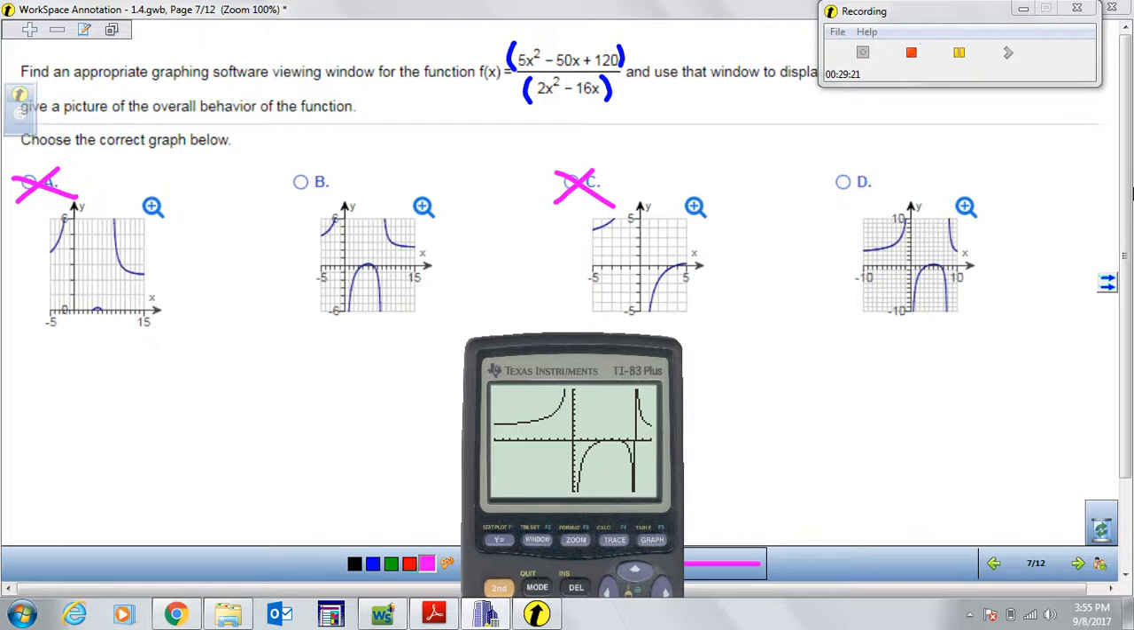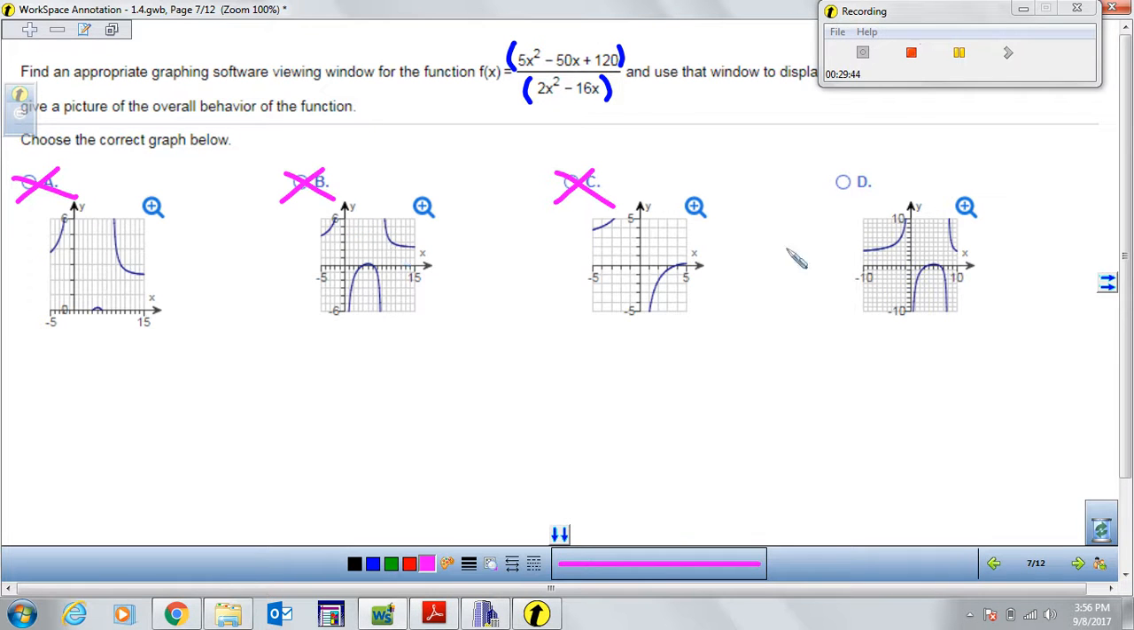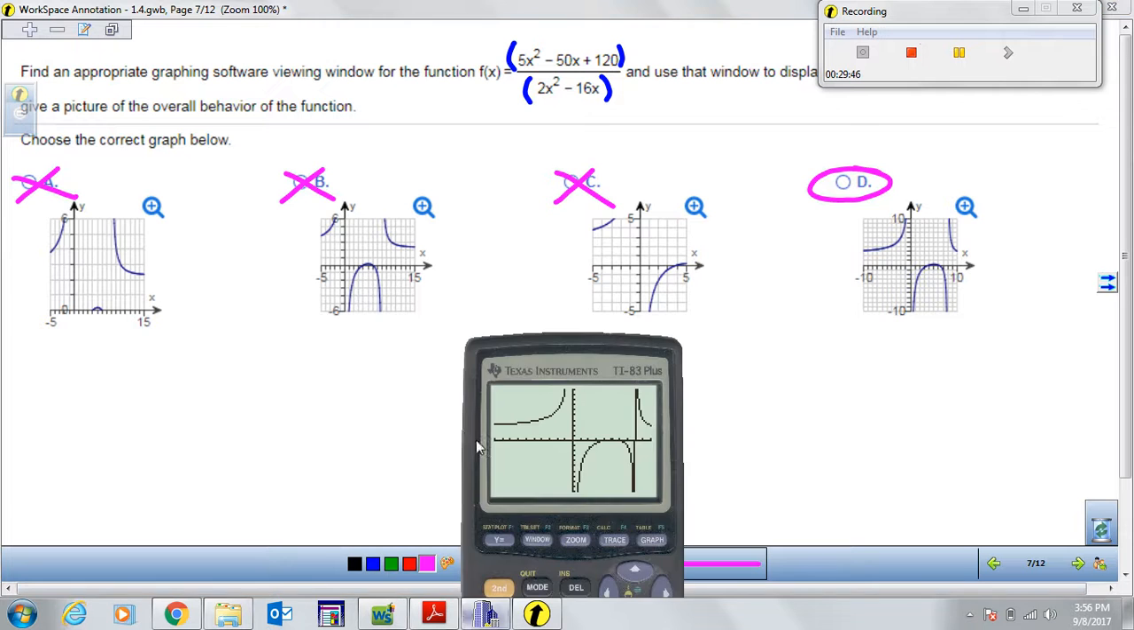So at this point, we're between B and D. The only thing that I find different between B and D is that D shows a better portion of both sides of the top pieces of the graph, of these two curves, while B is cutting too much of the left side piece, and that probably is the reason that we wouldn't want to go with this one. So I'm thinking this would be the best viewing window.